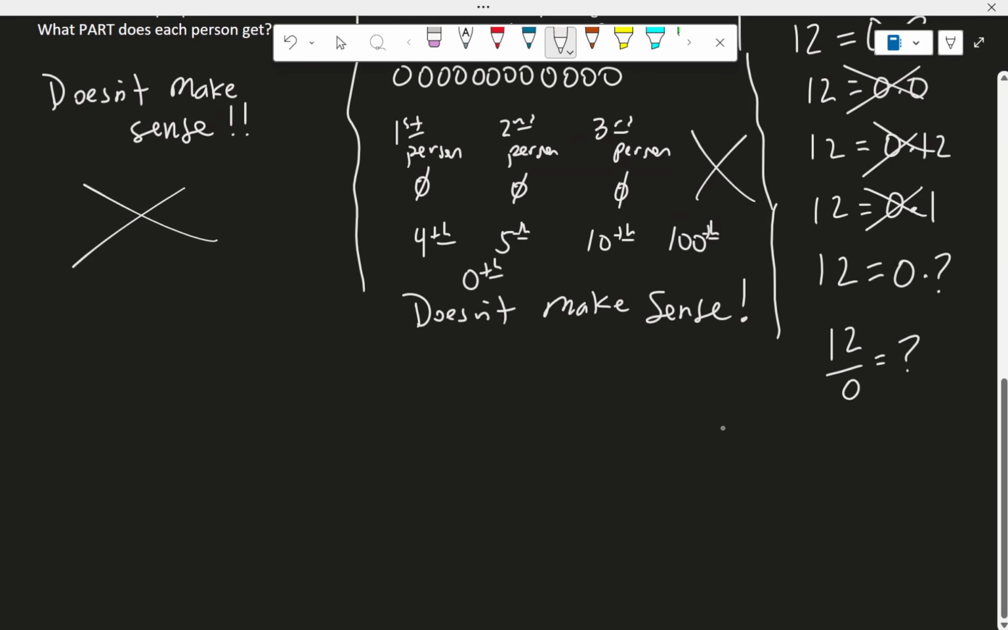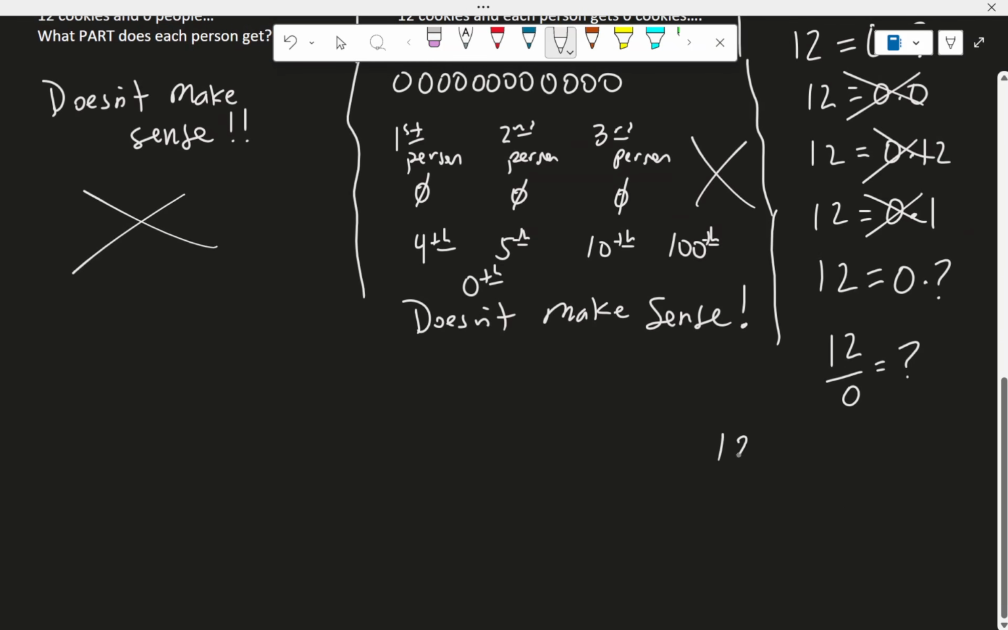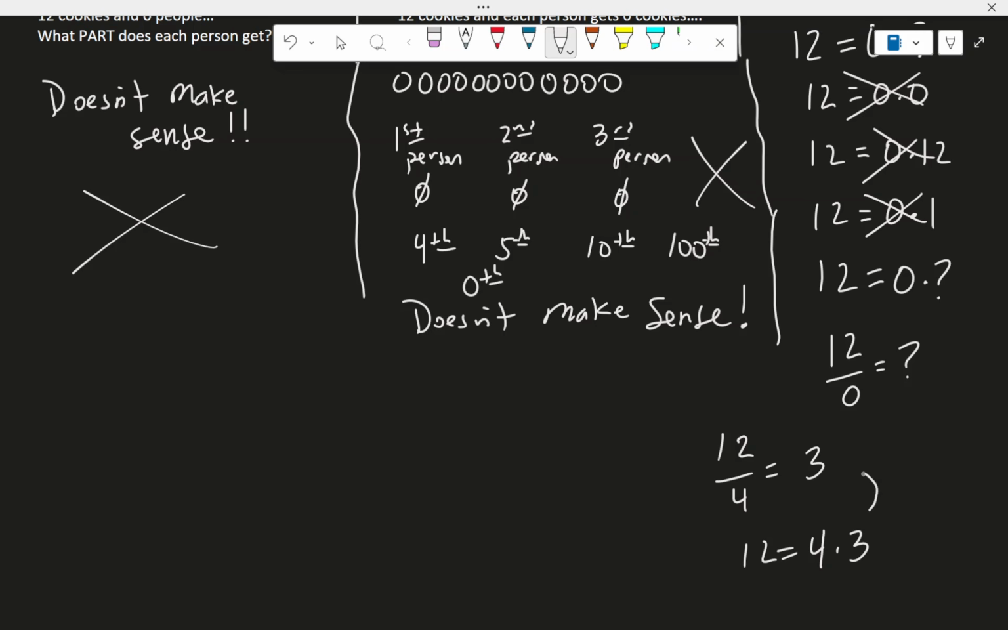Remember earlier we did this problem. We did 12 divided by 4 was 3, and that's because we know that 4 times 3 is 12. The multiplication works, and so it helps us know the division and multiplication. Well, that's not working here. We don't know what to multiply with 0 to make 12, so we don't know how to divide by 0.